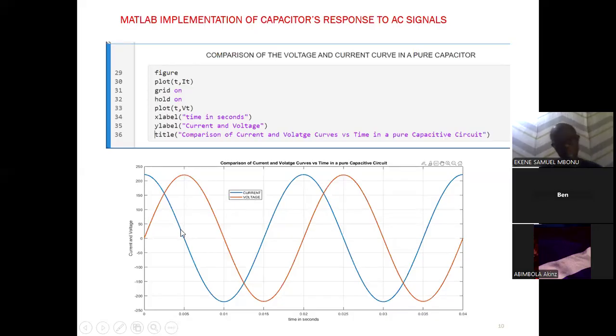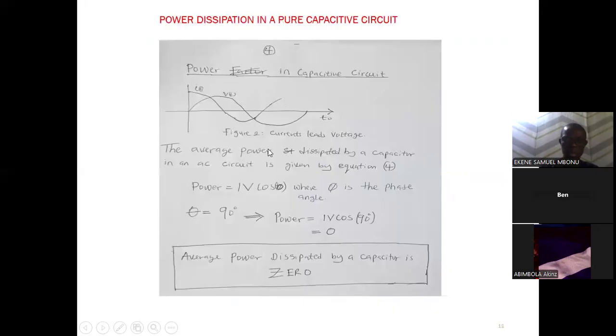So we can see that at time 0, the current is at the maximum. So we say that the current leads the voltage by 90 degrees. And it brings us to the power dissipation in a capacitive circuit.